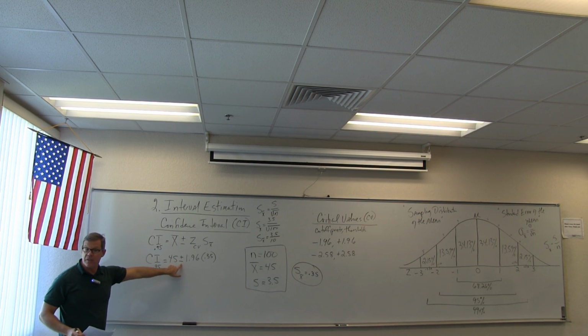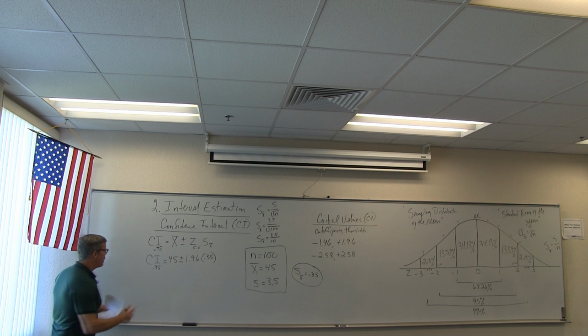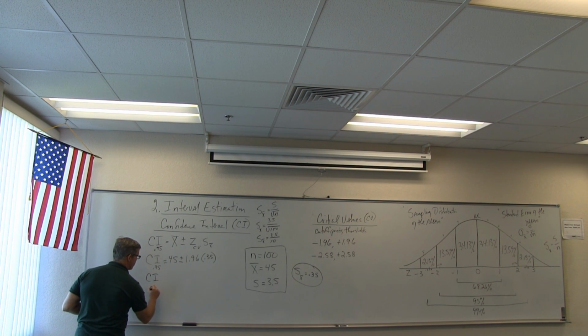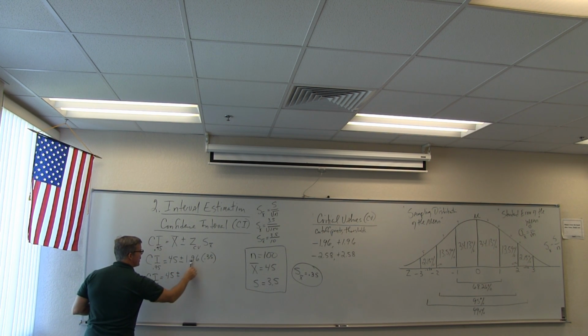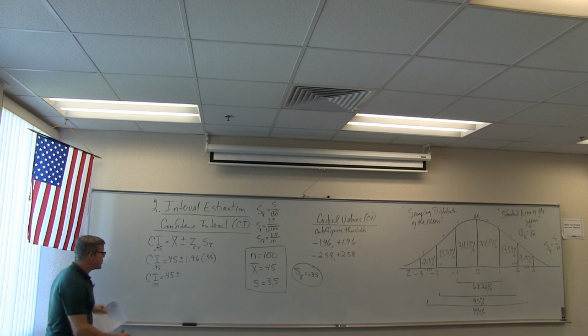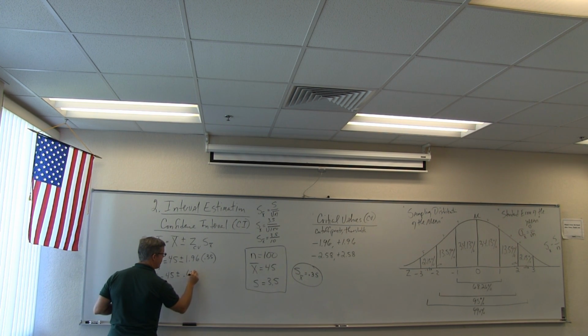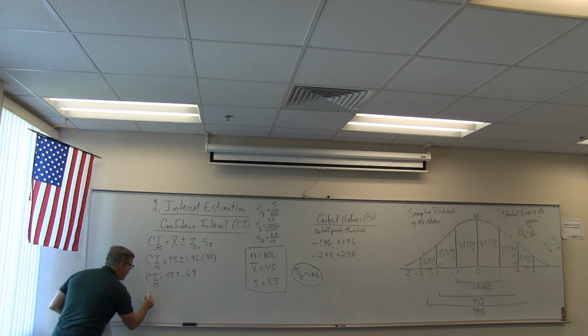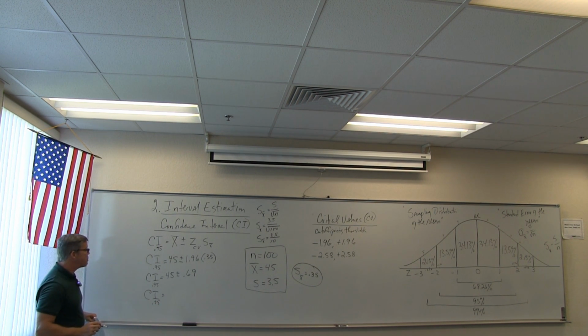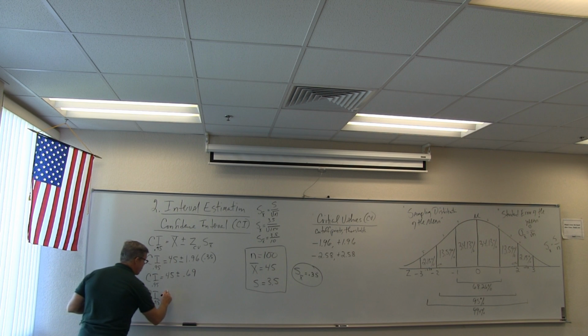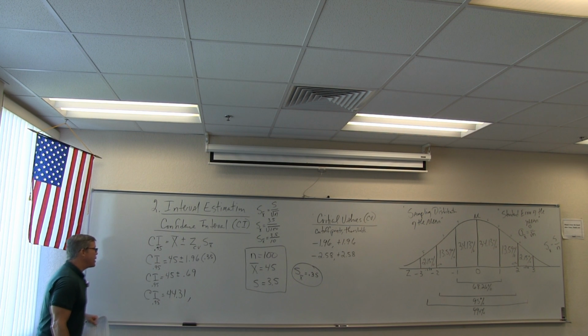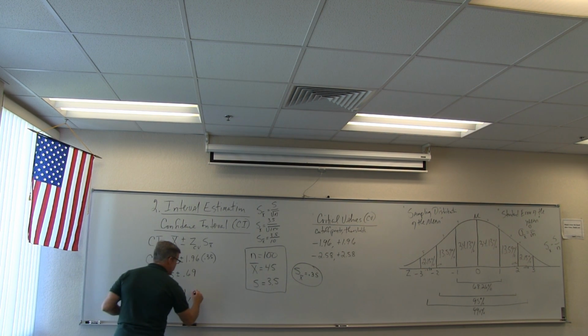We have plus and minus, therefore we're going to have two answers, right? The 95% confidence interval is the mean, 45, plus or minus this times this, which is 0.69. The 95% confidence interval is 45 minus 0.69, which is 44.31, and 45 plus 0.69, which is 45.69. This is our answer.